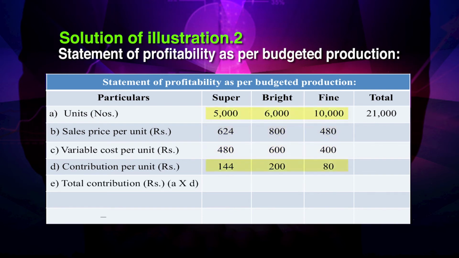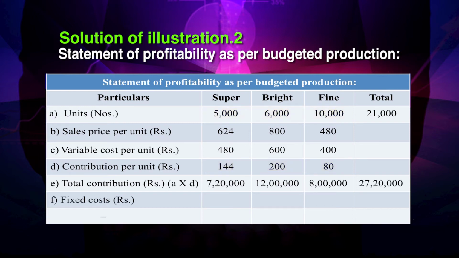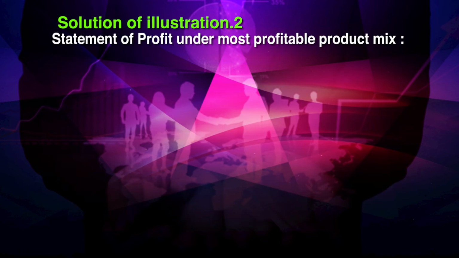Total contribution, that is A into D, 7,20,000 for Super, 12 lakhs for Bright and 8 lakhs for Fine, totaling 27,20,000. From this we will subtract the fixed cost of 16 lakhs. So, profit is 11,20,000. Now, let us prepare the statement of profit under the most profitable product mix.